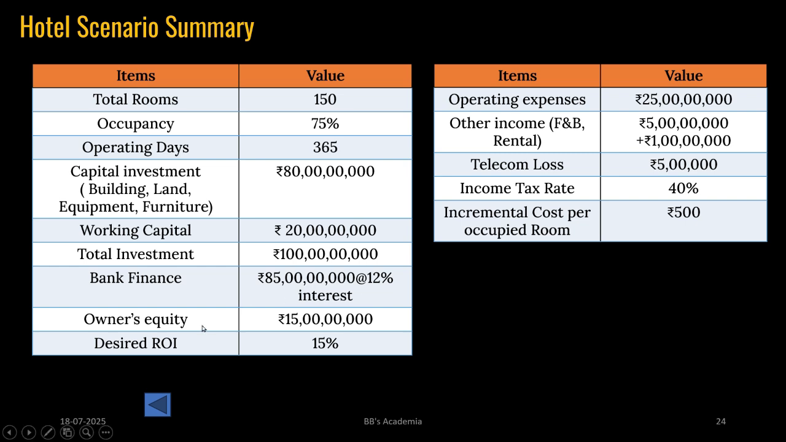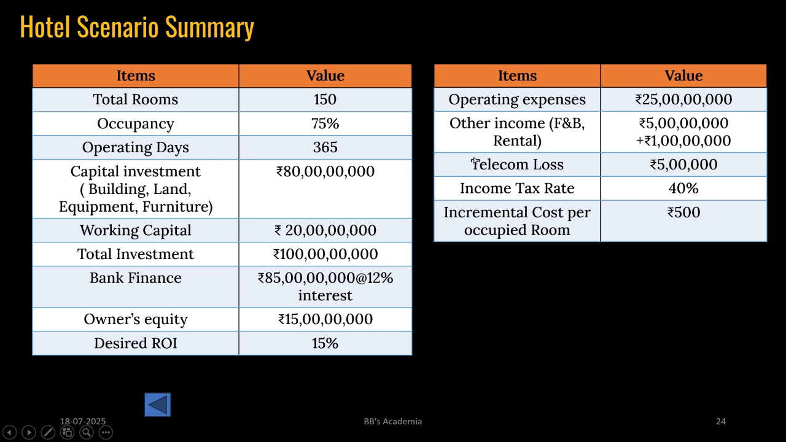The owner of the hotel is investing 15 crores separately to match the total fund requirement, because our requirement is 100 crores and the bank is financing 85 crores. The remaining 15 crores is paid as equity by the owner. Against that, the desired ROI, the return on investment on that 15 crores, is 15%. That means the owner will get 15% on 15 crores at the end of the business.